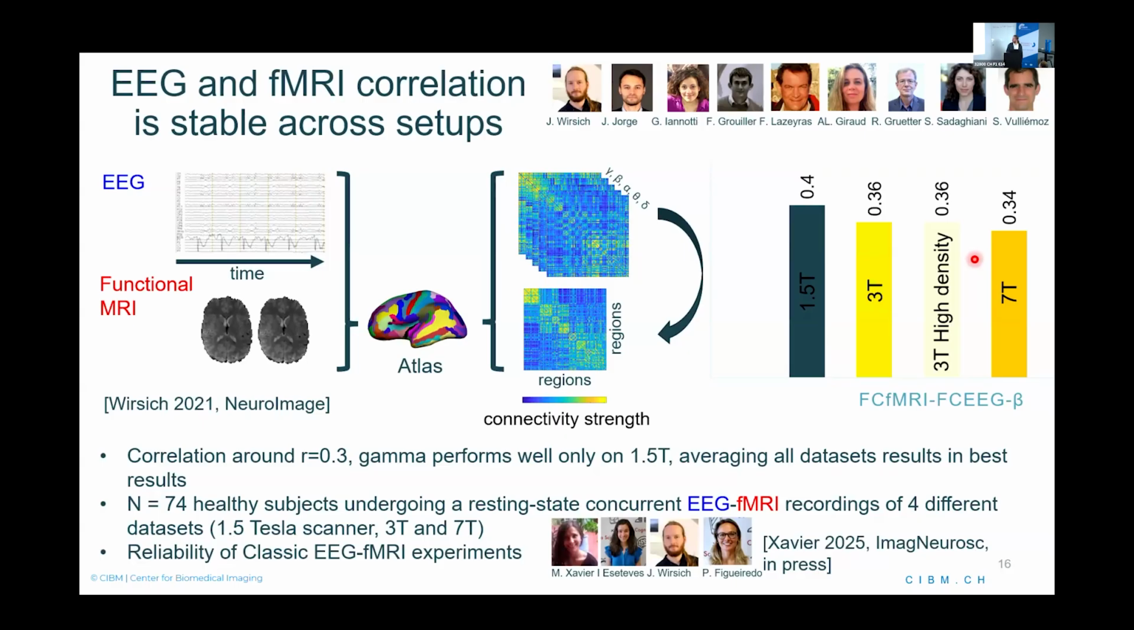So we also used this data set to look a little bit at the reliability of classic EEG-fMRI experiments that look at EEG power versus functional connectivity. And again, the results are not that easy, probably. There's a lot of difference in the literature, and that's probably because if you use different data sets, you get quite different results. So this just came out in Imaging Neuroscience. It's in press, so it should come out soon if you're interested.